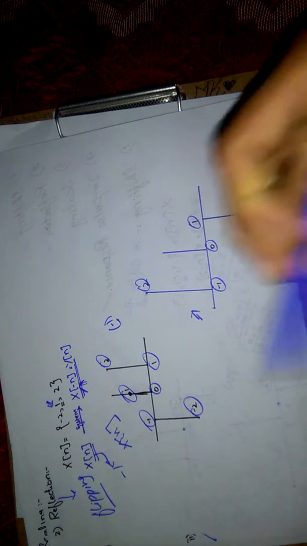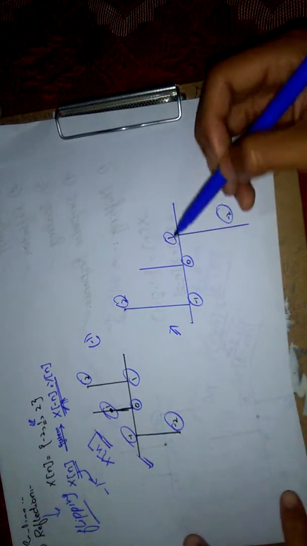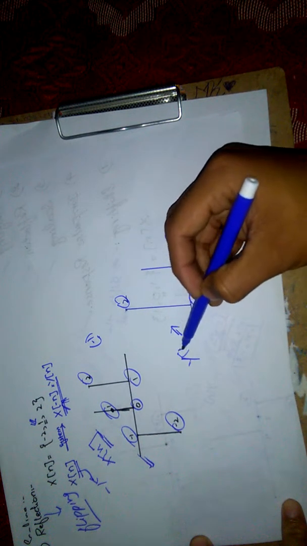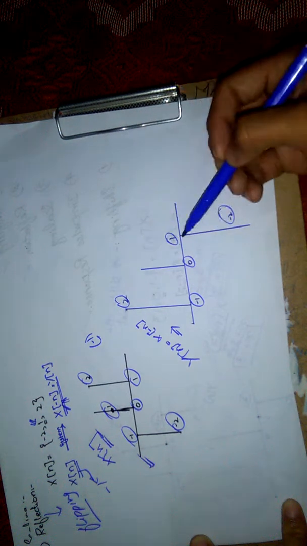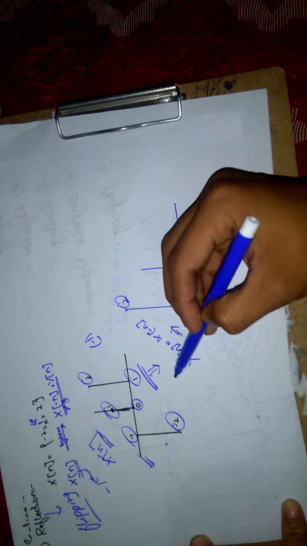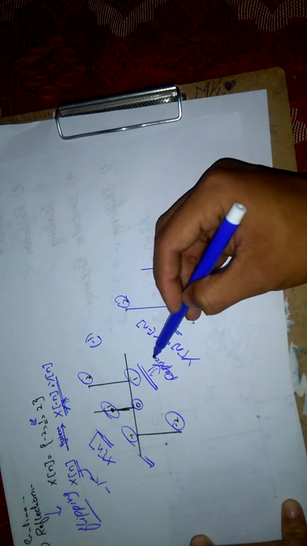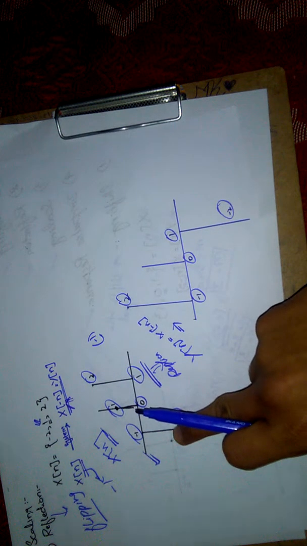This represents the input x of n and this represents the output y of n, which is x of minus n, and this is the replica of that input signal. This is basically the mirror of the input signal x of n.